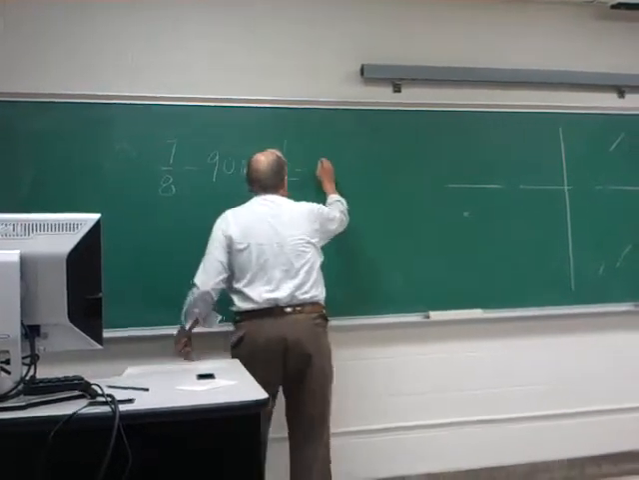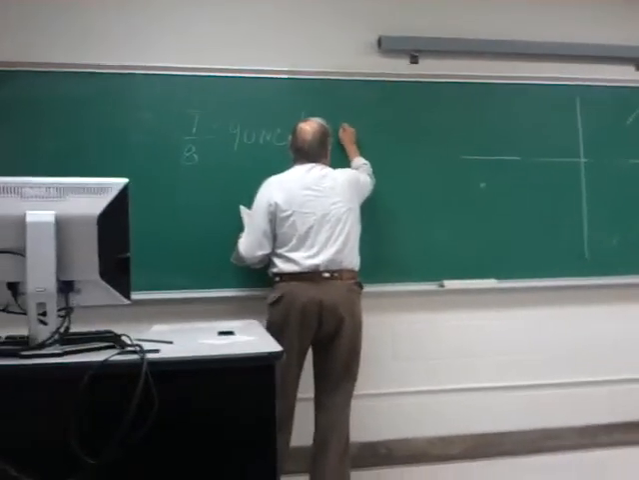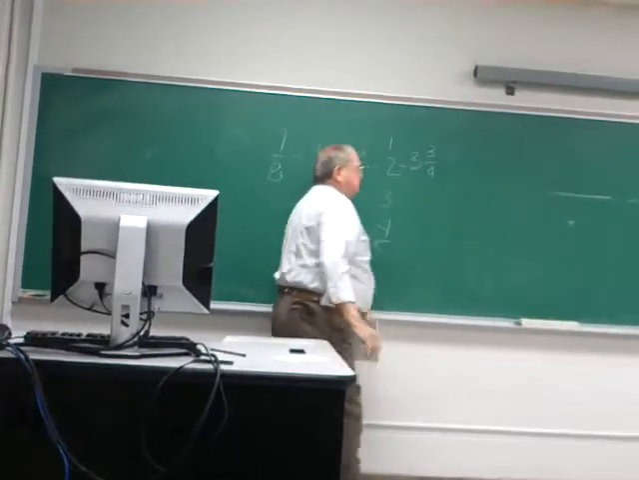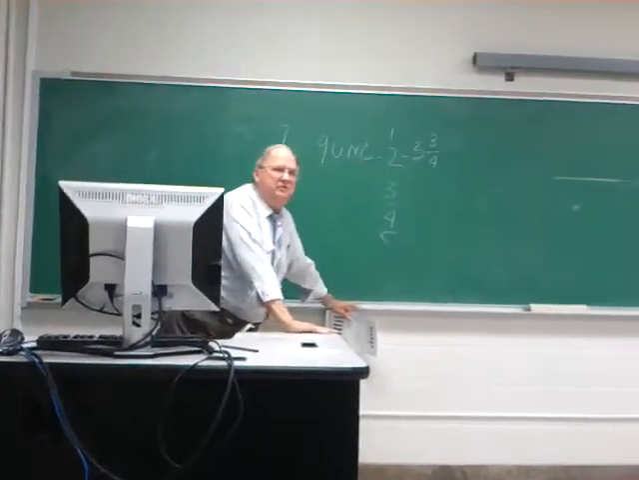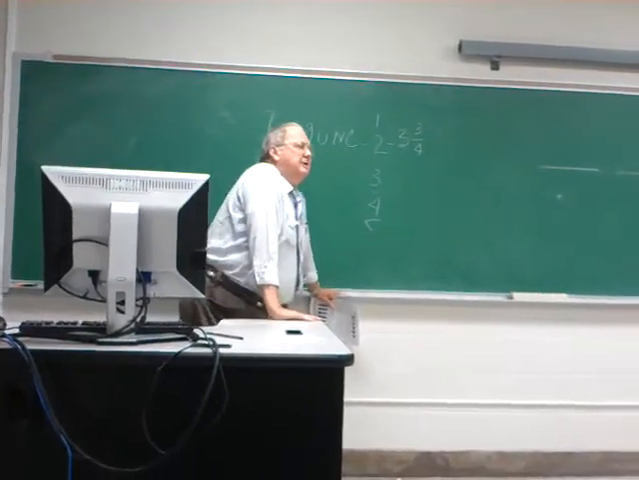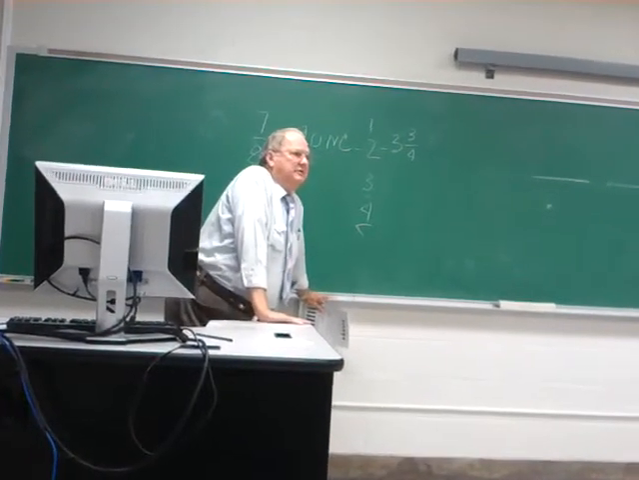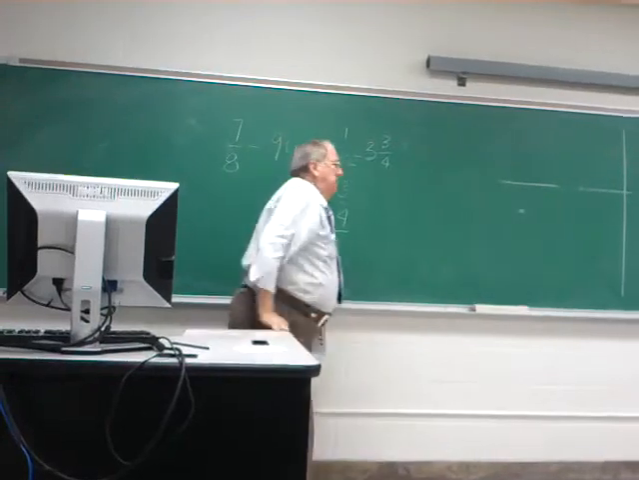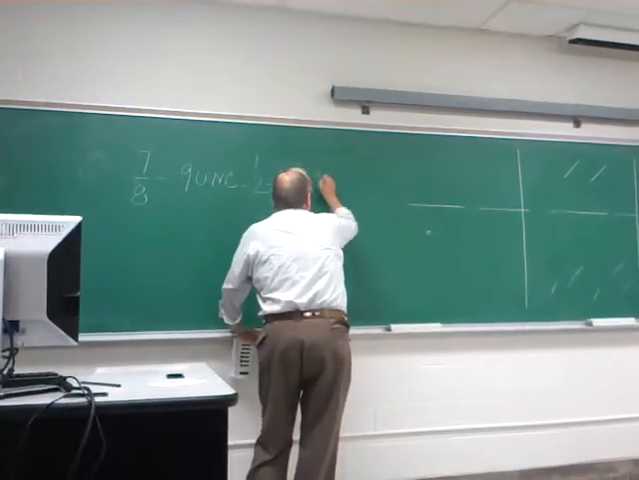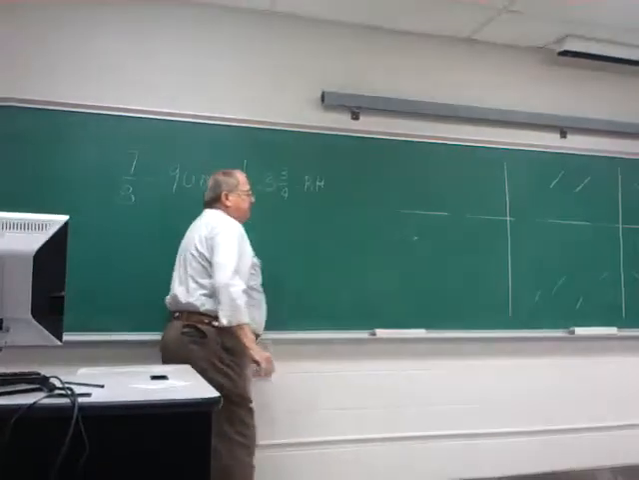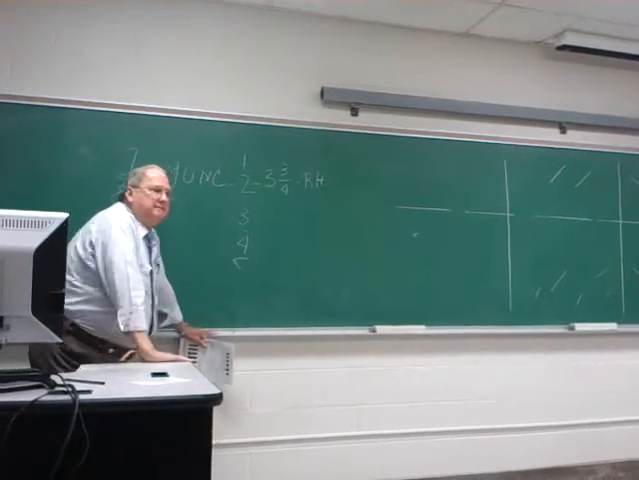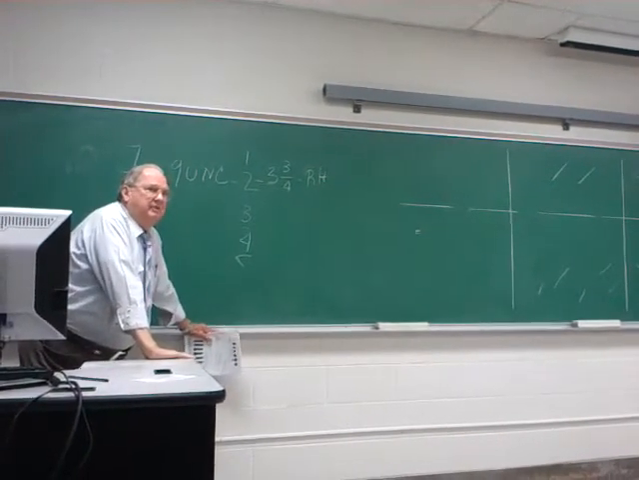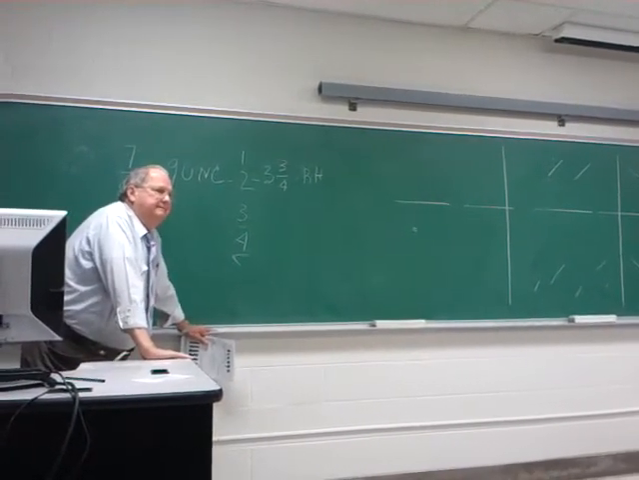And the next thing we want to have here is the length. This one is 3 3/4, and you measure the length of your bolt from underneath the head to the end of it. Now, if you will, put RH. I want right-hand threads. And I'll show you how to develop the right-hand threads in a minute. Okay?